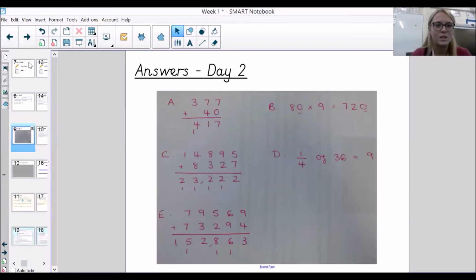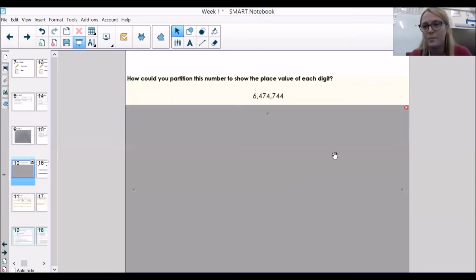Okay, so to start today off, we are going to be working on partitioning numbers up to 10 million. Okay, so partitioning means we're separating the number out into groups. So we're going to be writing them as an addition number sentence based on each of the digits' place values. Okay, so the first thing I'm going to do is I'm going to read that number out so we know what we're dealing with.